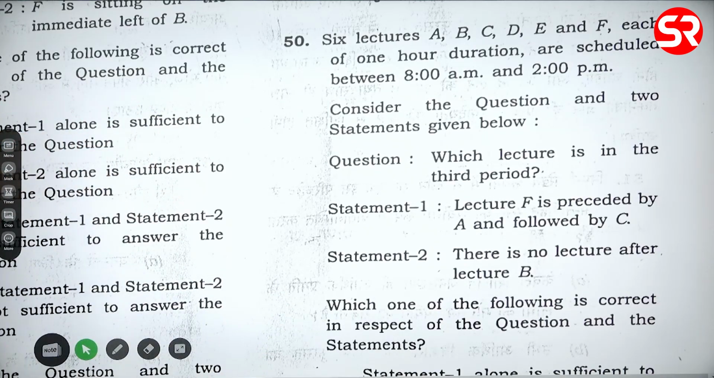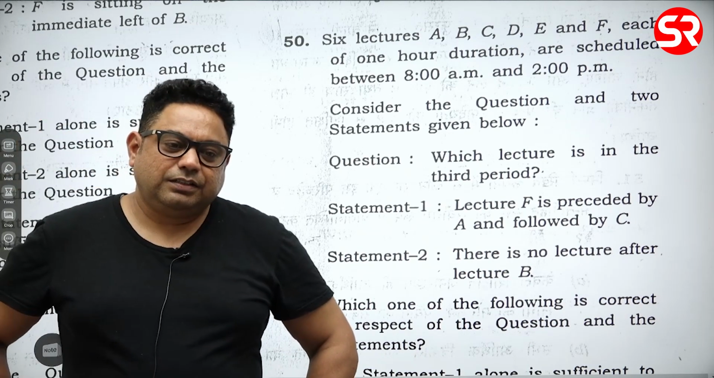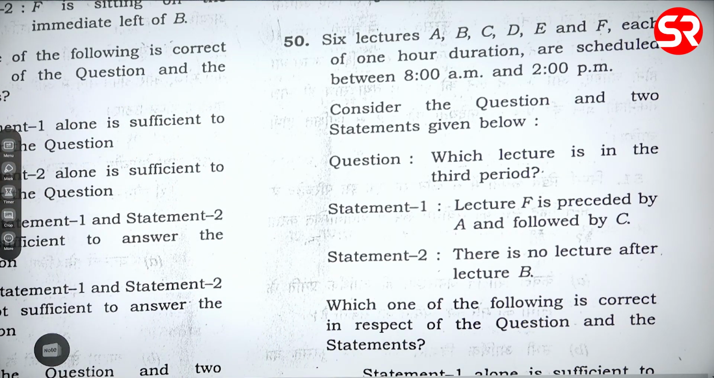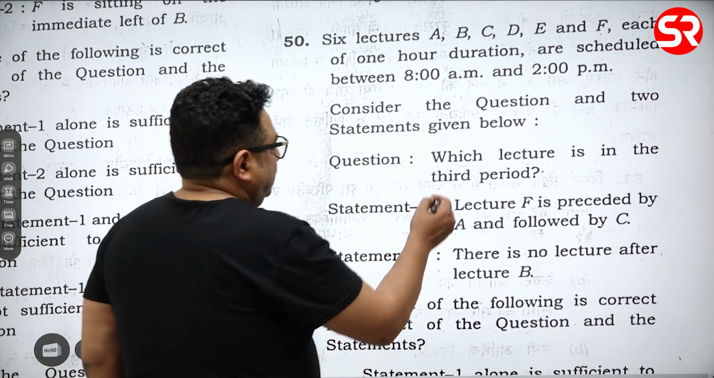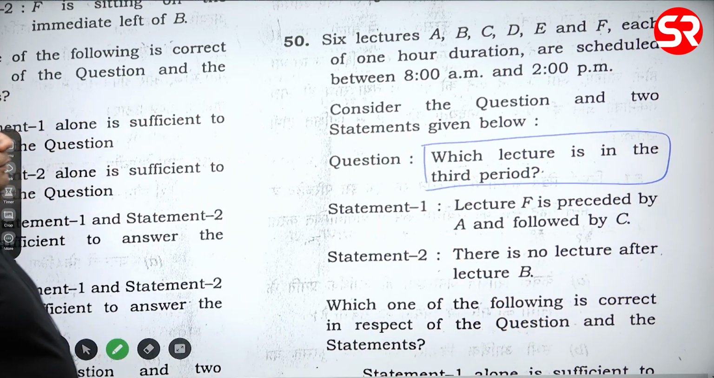6 lecturers A, B, C, D, E, F, each of 1 hour duration, are scheduled between 8 a.m. to 2 p.m. 6 hours, 6 lectures, right? He says consider the question and 2 statements given below. First question, which lecture is in the 3rd period? So the question is, which lecture is in the 3rd period? Mark the question. Which lecture is in the 3rd period?